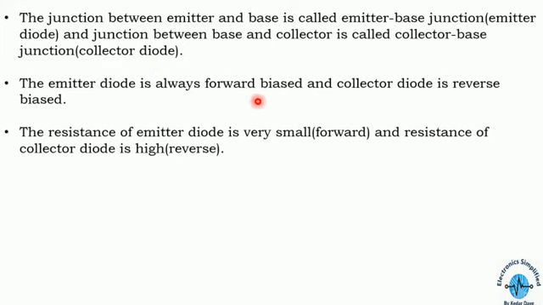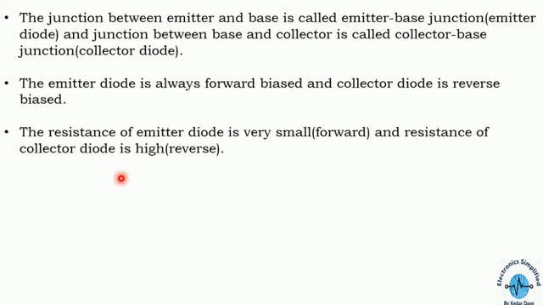The emitter diode is always forward biased and the collector diode is reverse biased. The resistance of the emitter diode is very small and the resistance of the collector diode is very high, because of the reverse bias condition. We already know that if a PN junction diode is reverse biased, then the reverse bias condition will offer a heavy amount of resistance. So that is the basic idea.